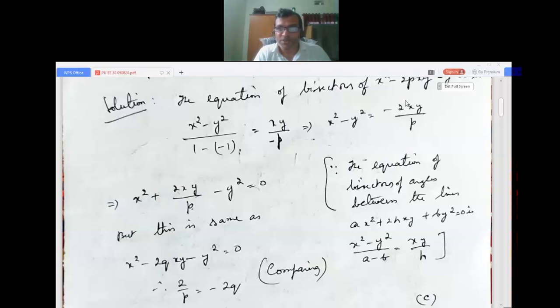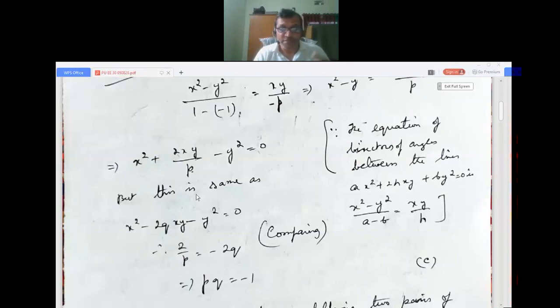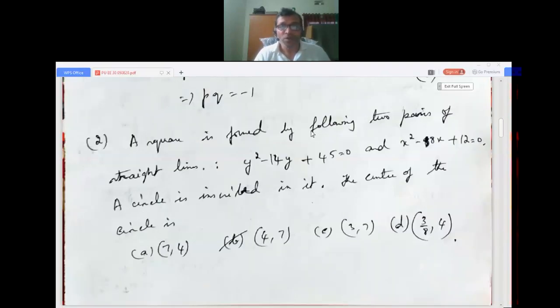So here also I write it in the standard form. I bring this to this side. So x squared plus 2xy by p minus y squared equals 0. This is the equation of the bisectors of x squared minus 2pxy minus y squared equals 0. This should be the same as x squared minus 2qxy minus y squared equals 0, because it is given in the problem like that. So comparing, this is the same and this also the same. Comparing here I get 2 by p equals minus 2q. So 2 cancels, so pq equals minus 1. So it is option C.